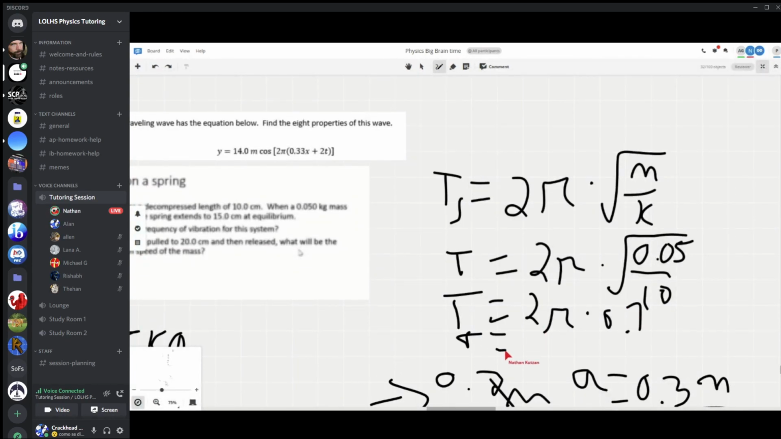Do you mind erasing the stuff that's below me, Alan? Actually, I'll just move. Never mind, it's fine. Can you move all that up easily? No, I'm just going to keep moving to the right.